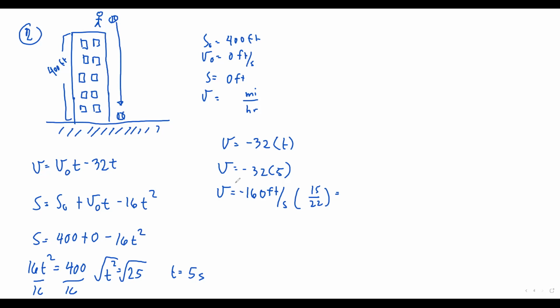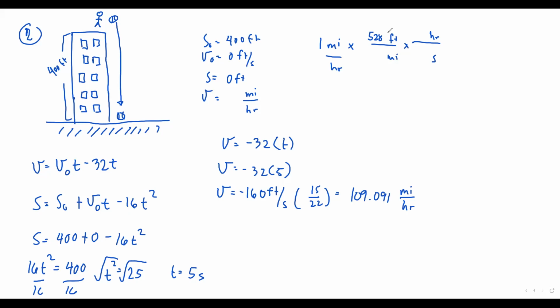So ayun. So ayan. So equate natin to. So 160 times 15 divided by 22, which is equal to 109.091 miles per hour. Teka lang, make sure ko lang. So 1 mile per hour. So mile is 5280 feet, and hour is 3600 seconds. 5280 divided by 3600. Oh, tama. Ayan, tama yan.